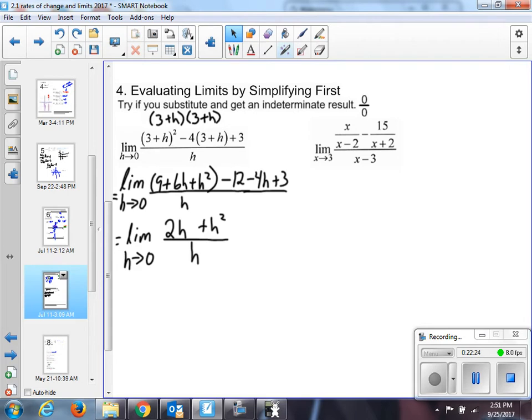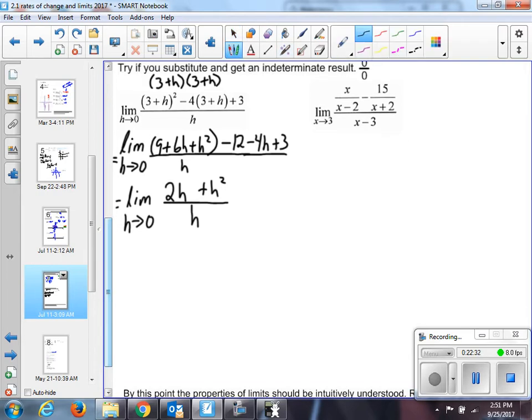Now I can distribute, divide by h, right? I'm not going to skip steps. So I'm still going to evaluate the limit after I get 2. The h is divided out. H squared divided by h. So h. 2 plus h.